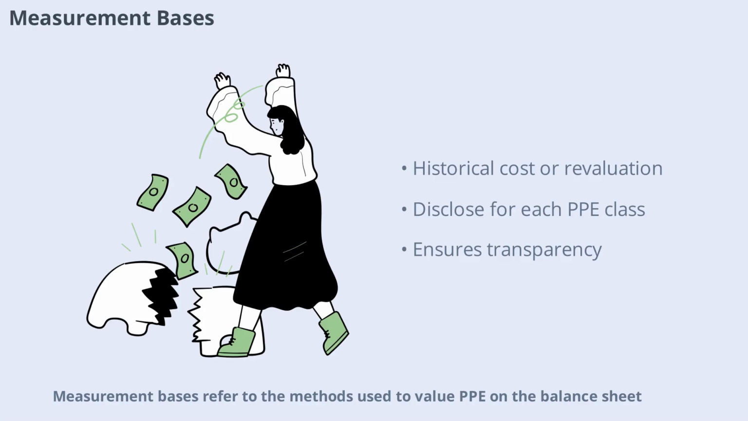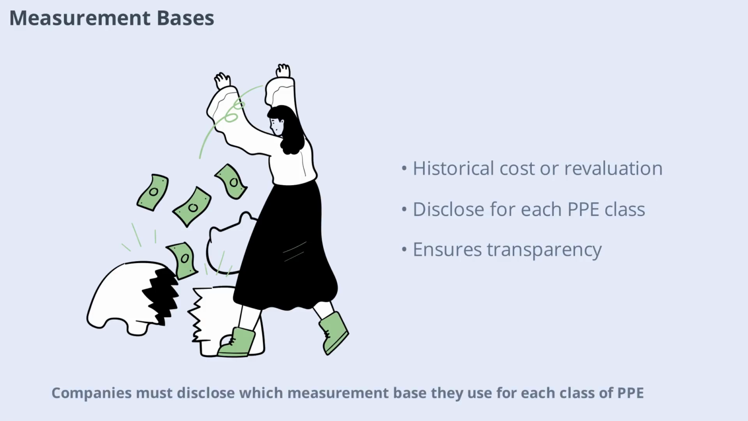Measurement bases refer to the methods used to value PPE on the balance sheet. Common bases include historical cost and revalued amounts. Companies must disclose which measurement base they use for each class of PPE. This transparency allows stakeholders to assess the reliability and comparability of financial information.